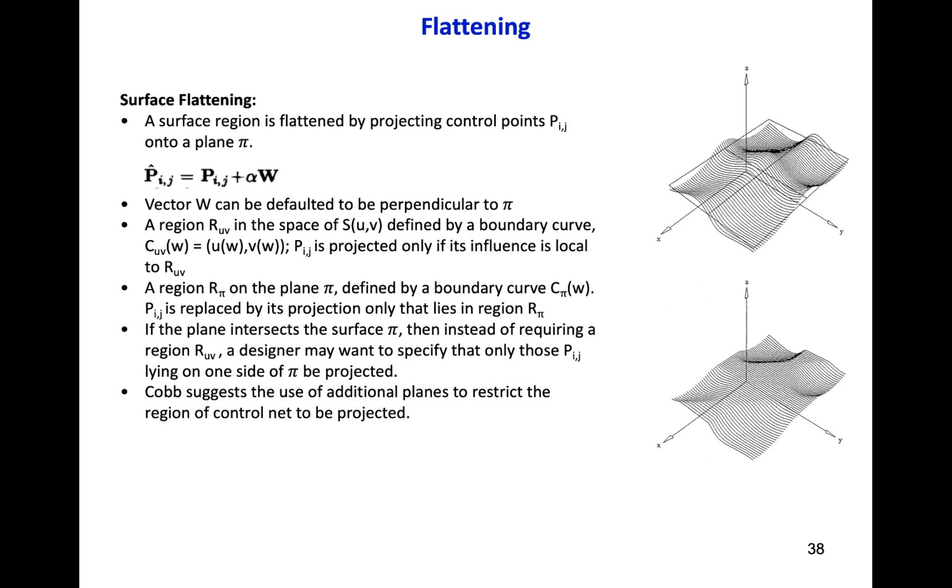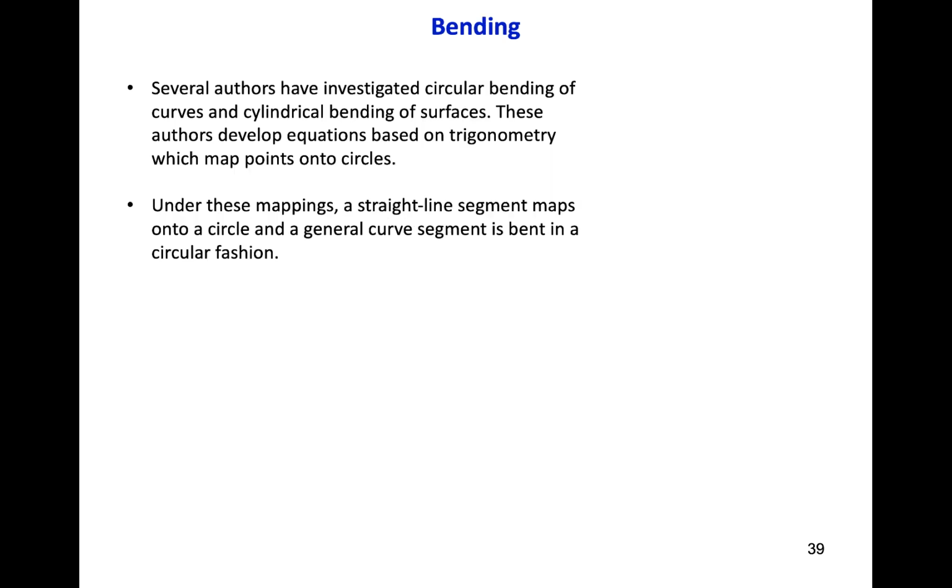If the plane intersects the surface, then instead of requiring a region RUV, a designer may want to specify that only those Pij lying on one side of pi be projected. Cobb in 94 suggests the use of additional planes to restrict the region of the control net to be projected.